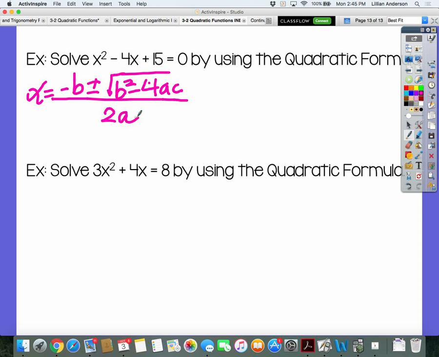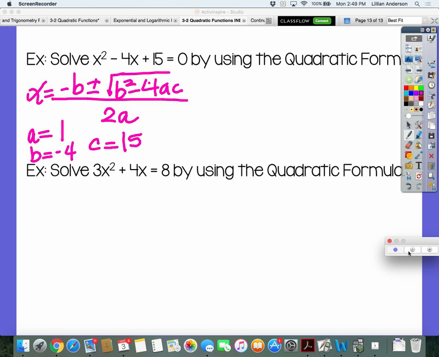That's the quadratic formula. What do A, B, and C stand for? Standard form, and they're the what? Coefficients. For this first one, what's A? 1. What's B? And C? 15. Go ahead and plug it in, simplify. Let's see if we all get the same answer.